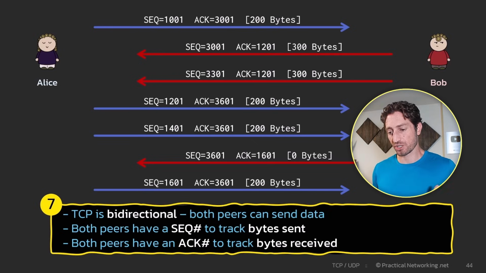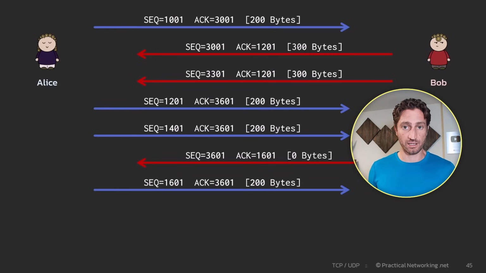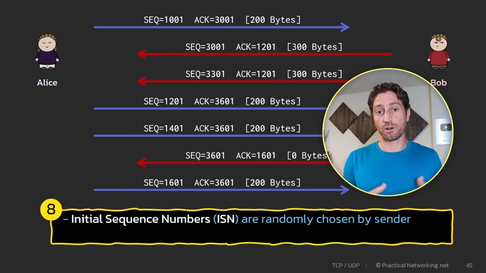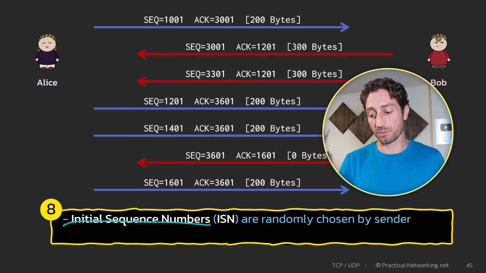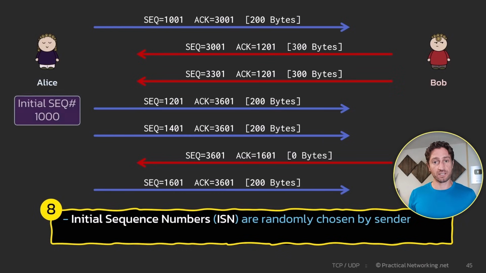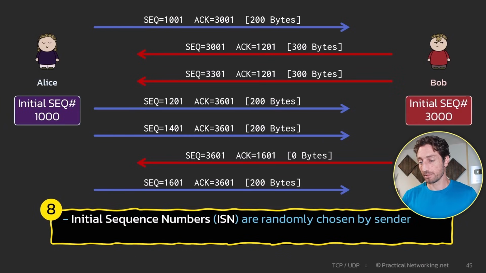Now, there's still a question that we haven't answered. How did Alice know to start at acknowledgement 3001? Well, that actually brings us to idea number 8. Idea number 8 has to do with the starting sequence number, also known as the initial sequence number or the ISN. And the way it works in TCP is each sender is going to randomly choose their own sequence number. So for this illustration, Alice chose an ISN of 1000 and Bob chose an ISN of 3000.